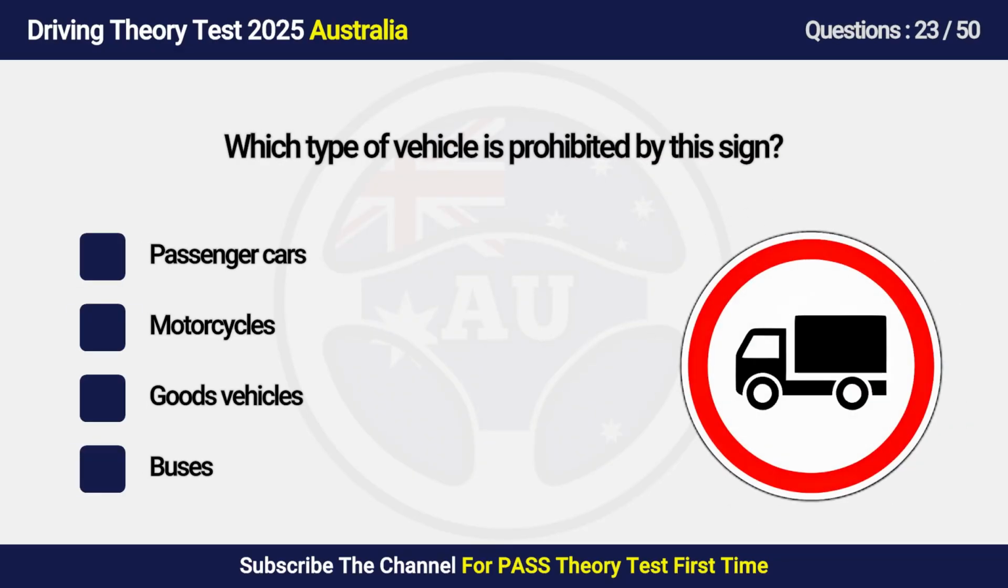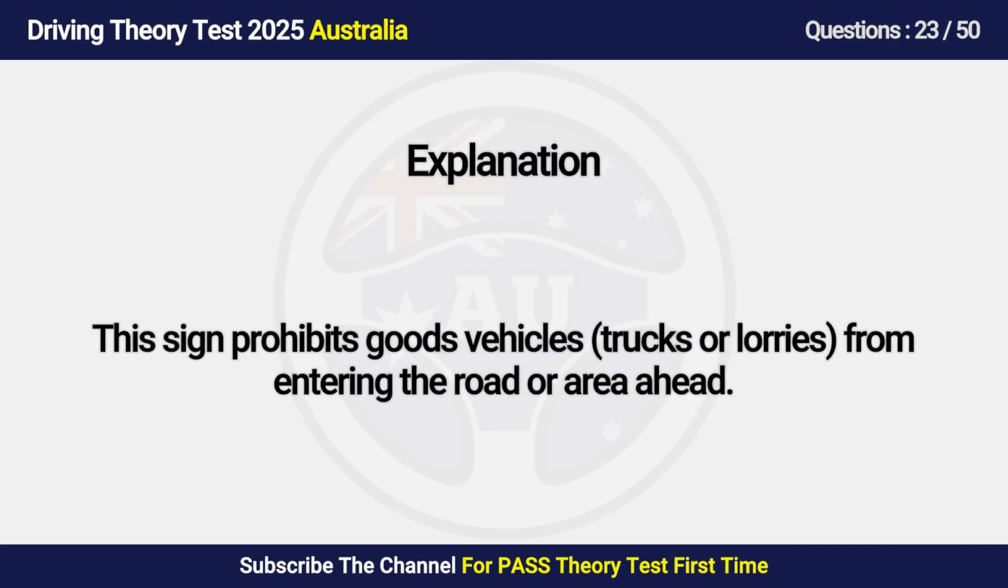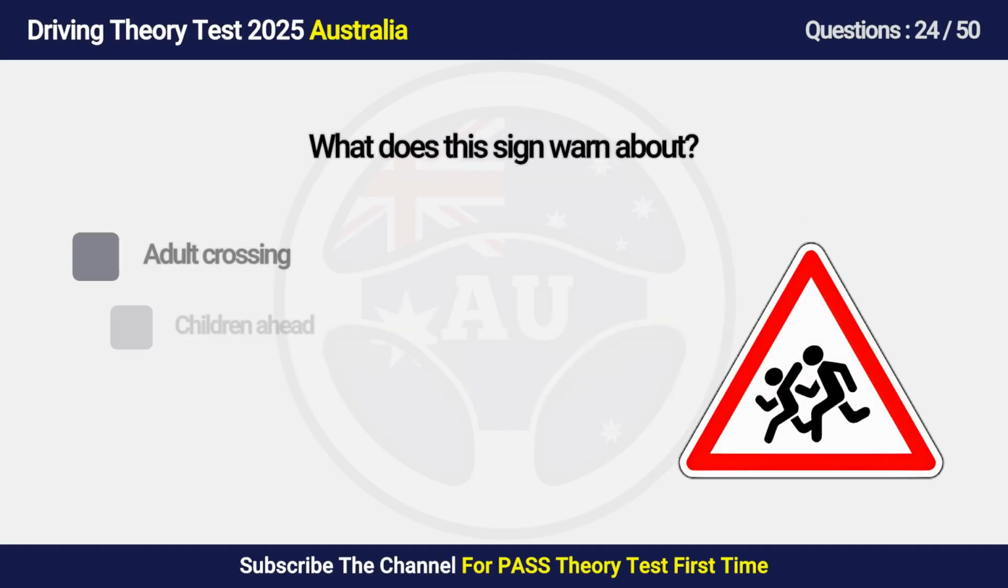A. Passenger cars. B. Motorcycles. C. Goods vehicles. D. Buses. Answer is C. Goods vehicles. This sign prohibits goods vehicles, trucks, from entering the road or area ahead. Question 24. What does this sign warn about?